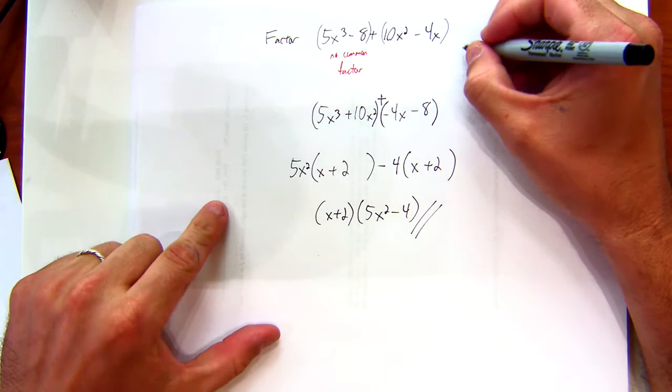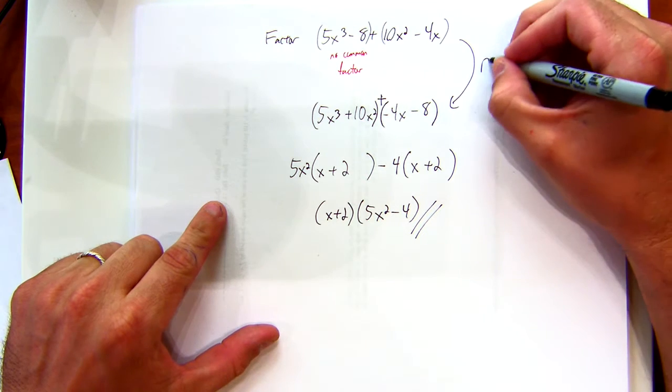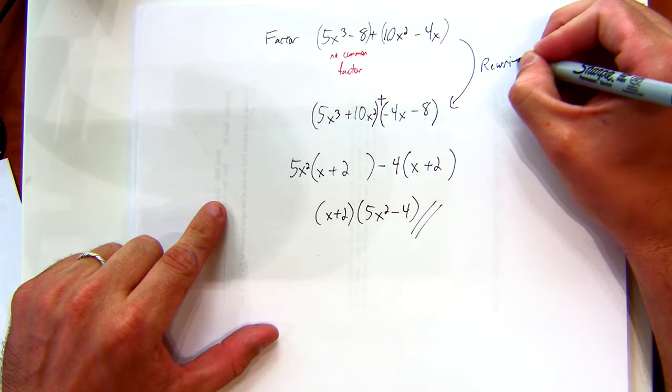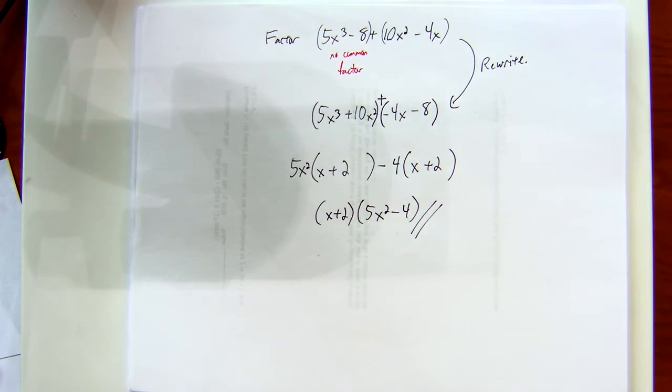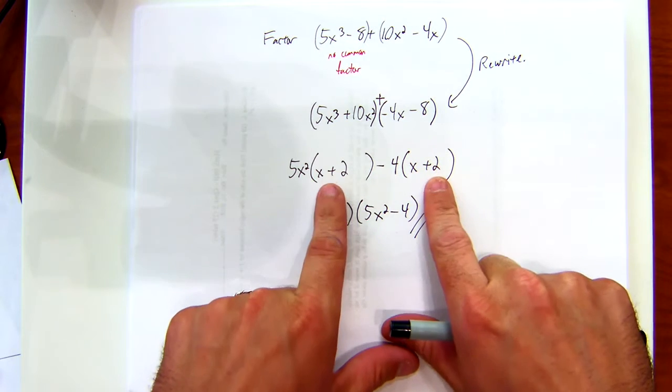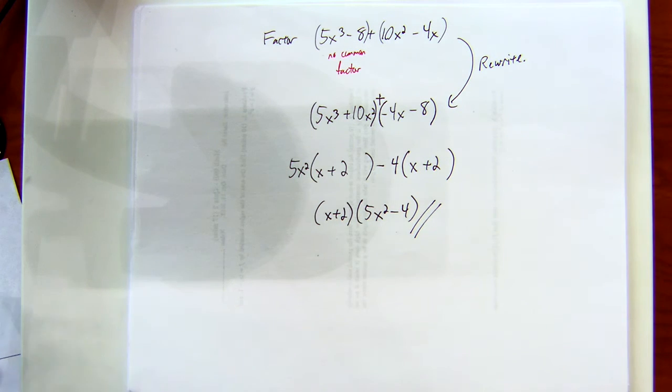So in this example, we had to do a little rewriting step. So you might have to do that a time or two. When you group something, if you can't get these guys to come out to be the same factor, try grouping them another way.